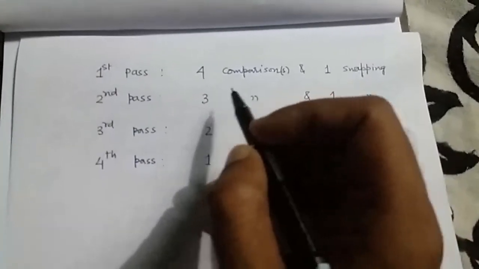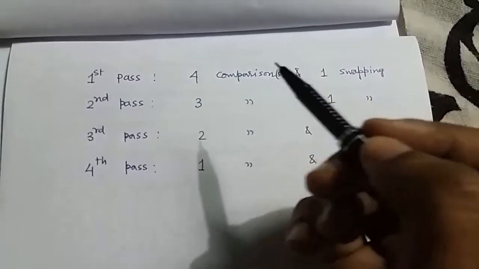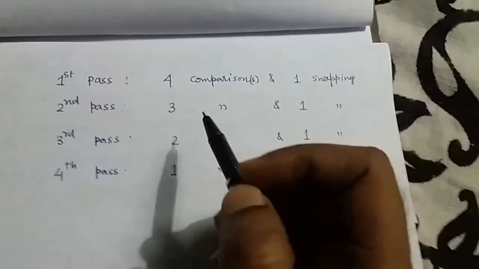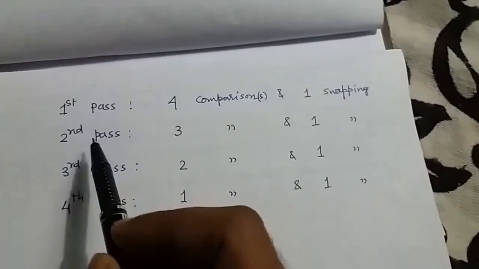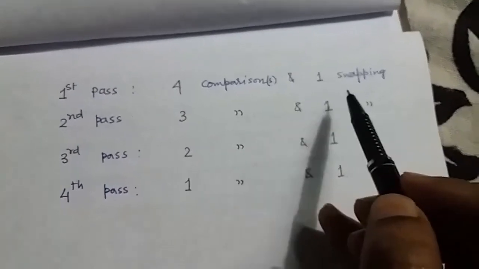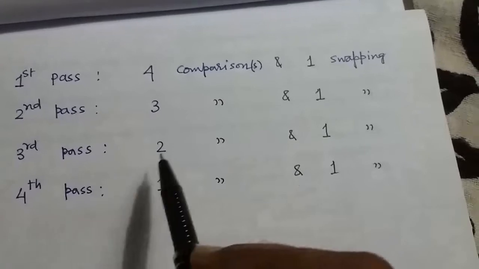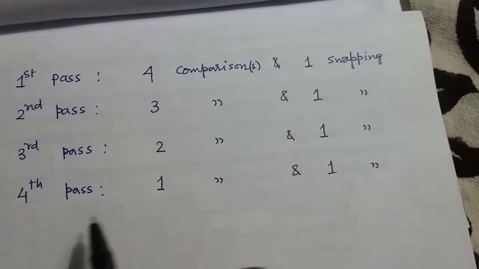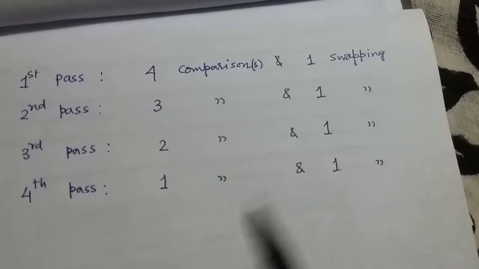So I hope you understood the logic properly, and now the implementation of the logic in a Java program. So how to implement it? So we have to at first look at some important things. You can see the first pass, how many comparisons are performed? 4, and only 1 swapping. In the second pass, 3 comparisons, 1 swapping. Third pass, 2 comparisons, 1 swapping. Fourth pass, only 1 comparison and only 1 swapping.